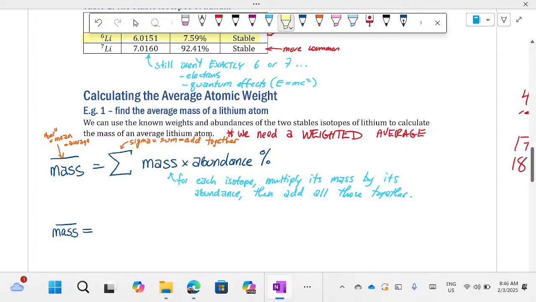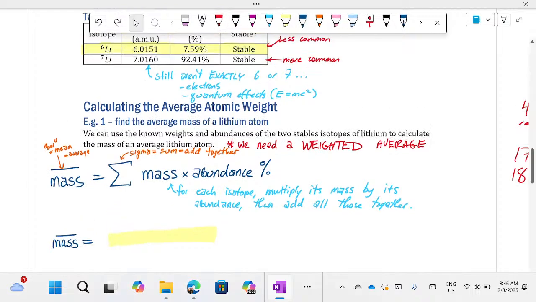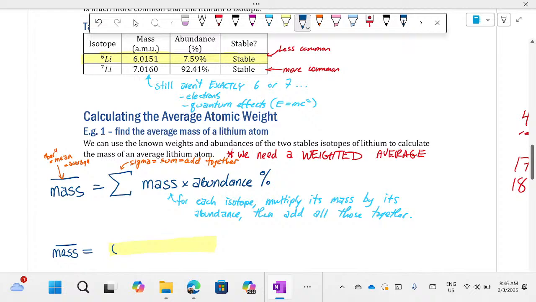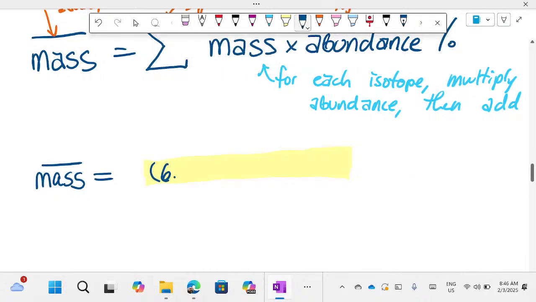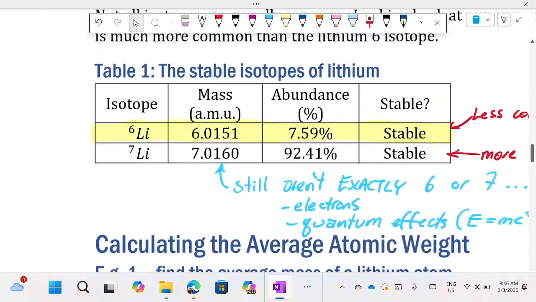The first isotope, lithium-6, has a mass of what? Has a mass of 6 point what? Probably better for you to look on your sheet. I'm going to zoom in here. But what's the mass of the lithium-6 isotope? 6.0151. And what's the unit on mass? Yeah, we can use AMU, or we can use the mu. And what percentage of isotopes have that value?